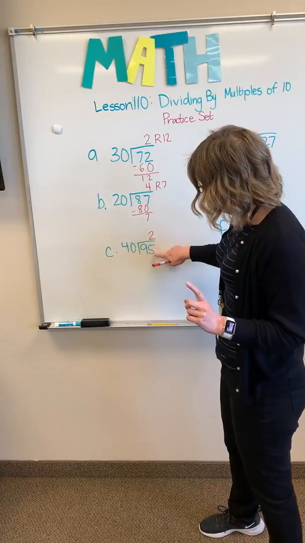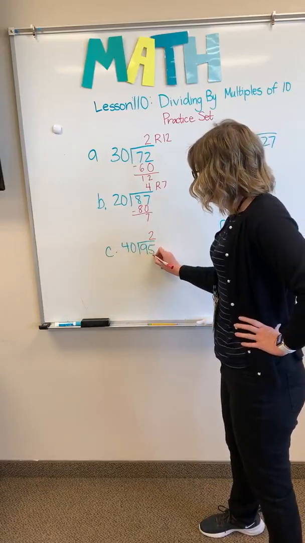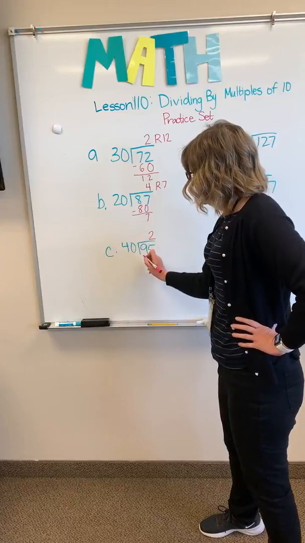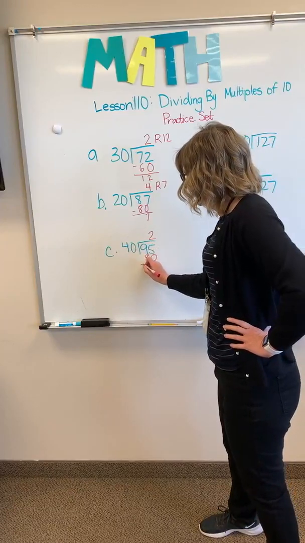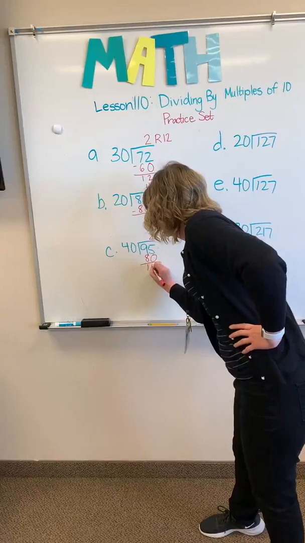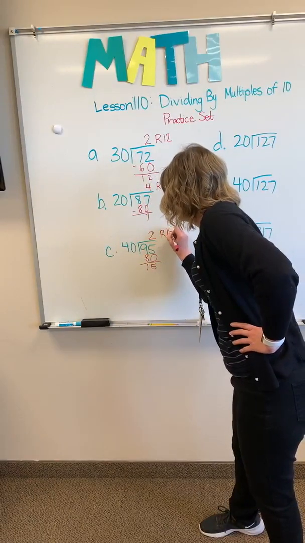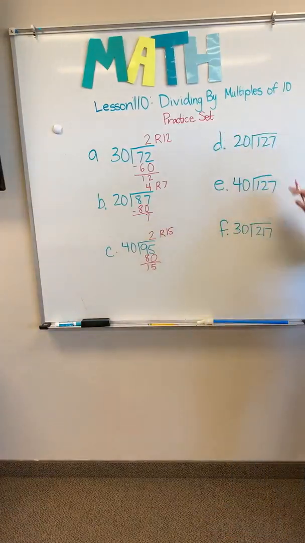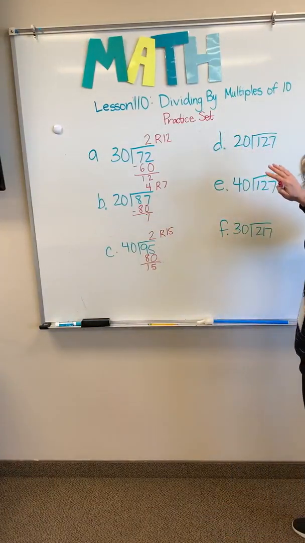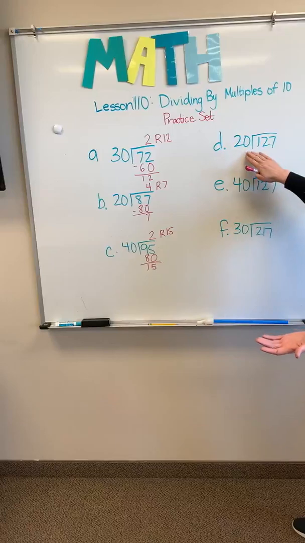Notice that I'm putting it under the tens. We multiply here, 80. We subtract, get 15, and a remainder of 15. This next one, man, have you noticed we have a lot of remainders today?